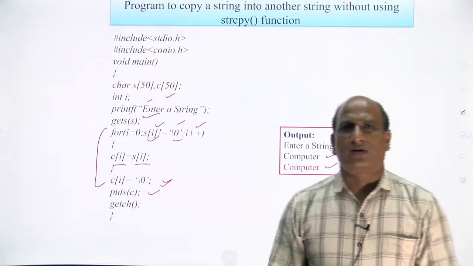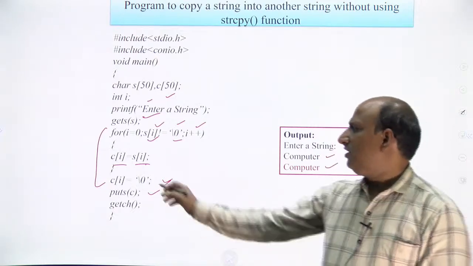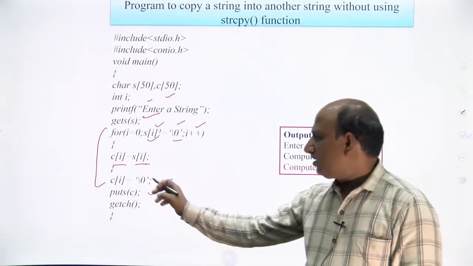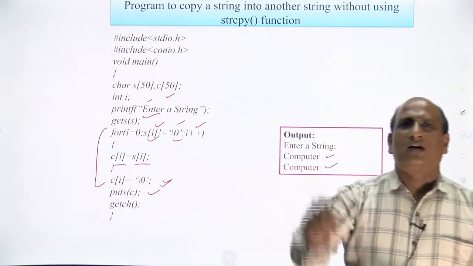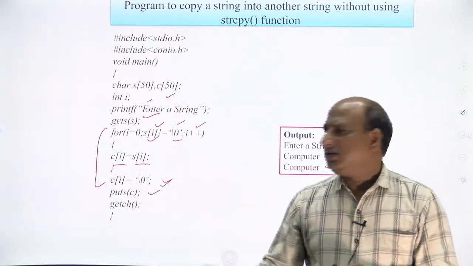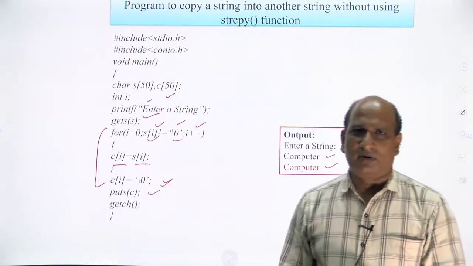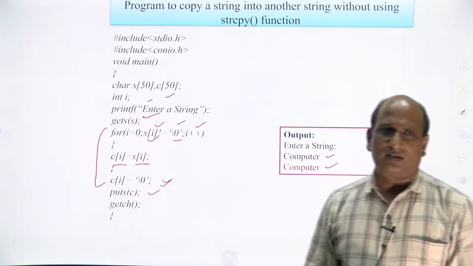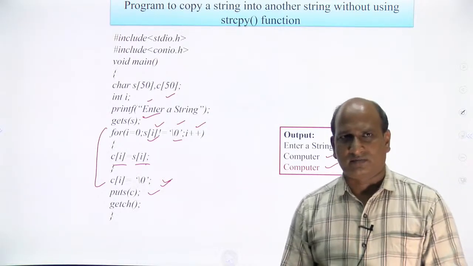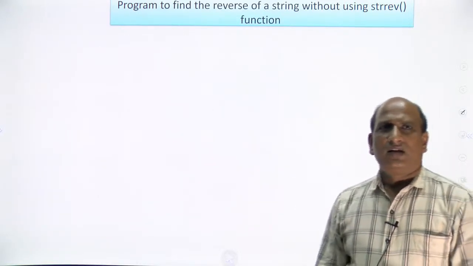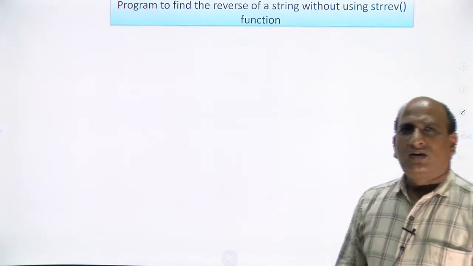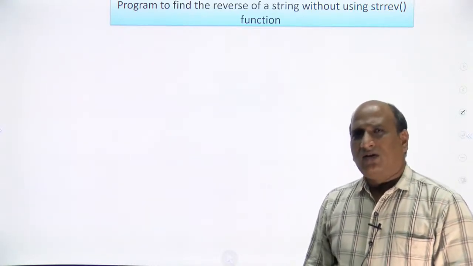That makes your program wrong, because if you don't put the null character, the string will not be completed and it will not be printed when you put it into the puts function.